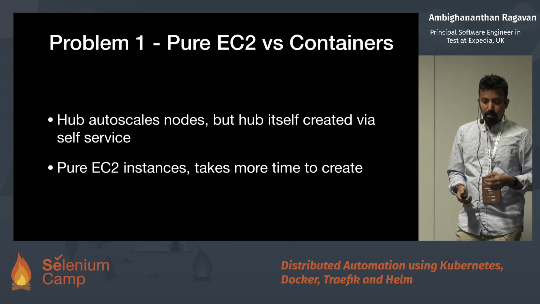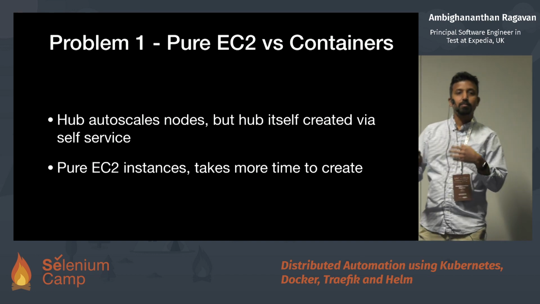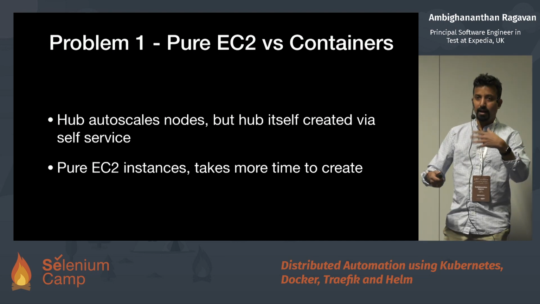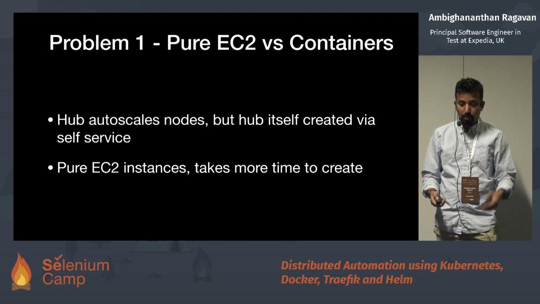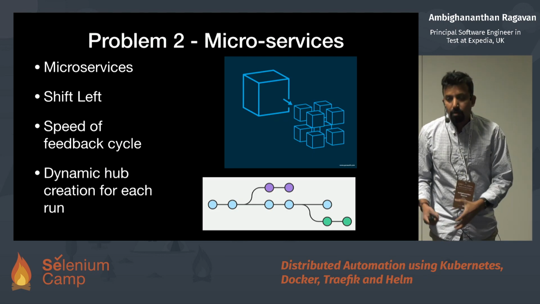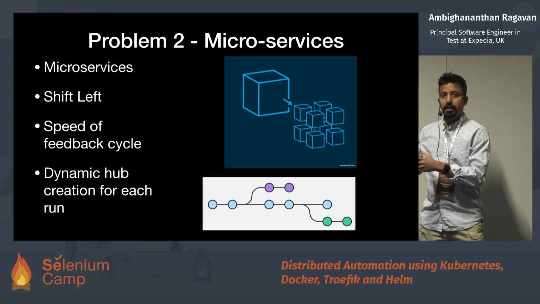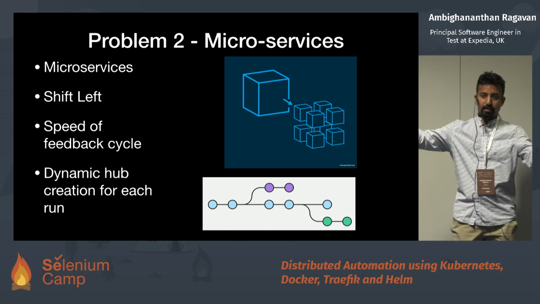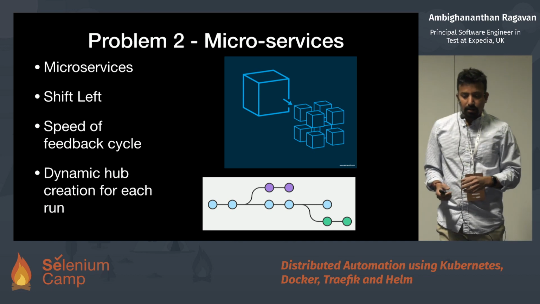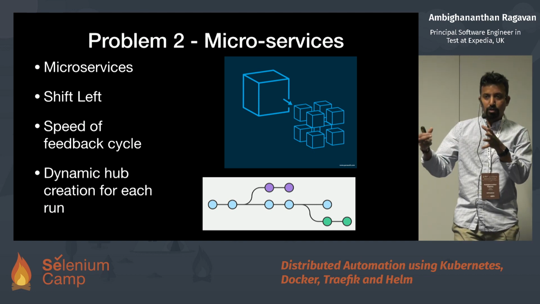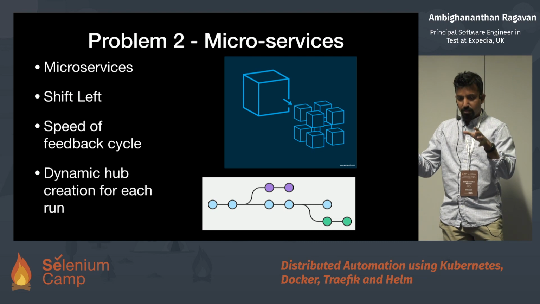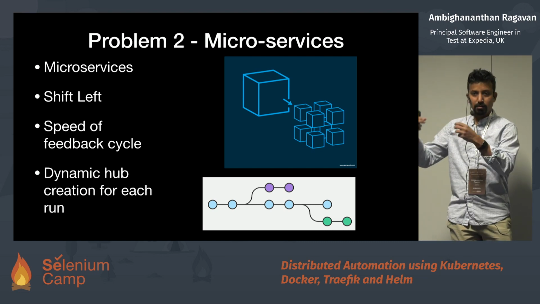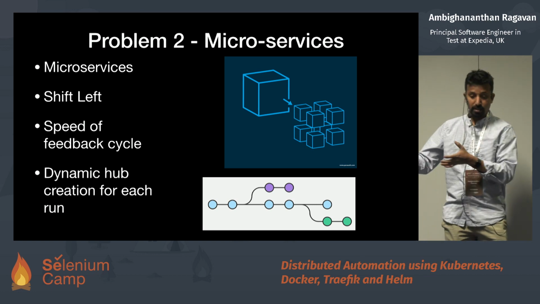And the second one is that when you use pure EC2 instances, it takes more time to actually create new instances dynamically and run your tests. That's problem one. Problem two, microservices. We are all moving from a big monolithic app to taking bits and pieces and creating small services. And with that, when you have small services for a small amount of features, you make small changes, but you make many changes, because you do bits and pieces and you have CI/CD.